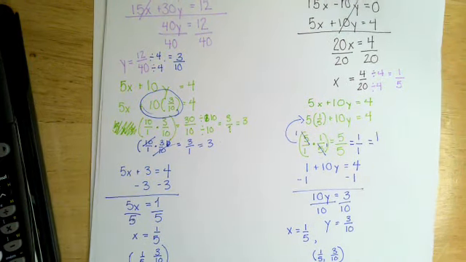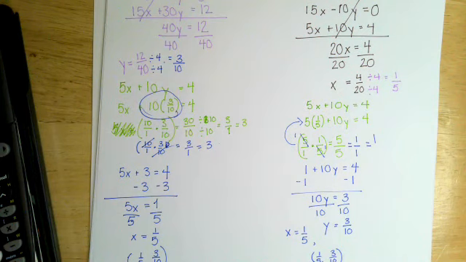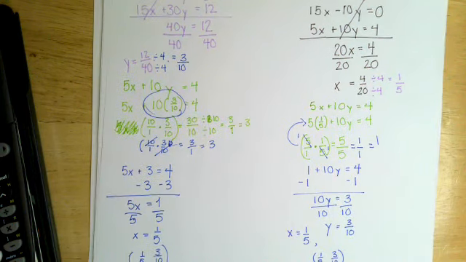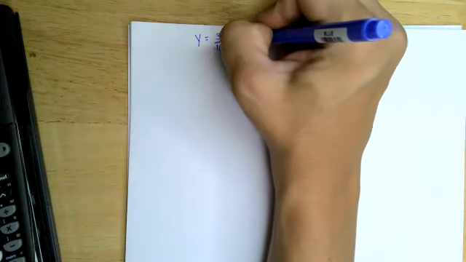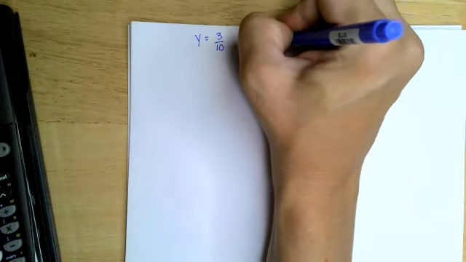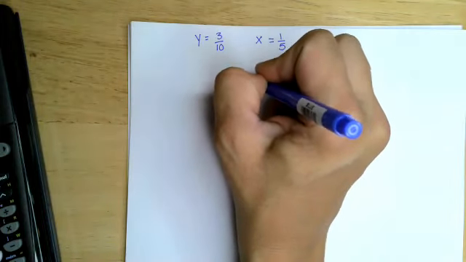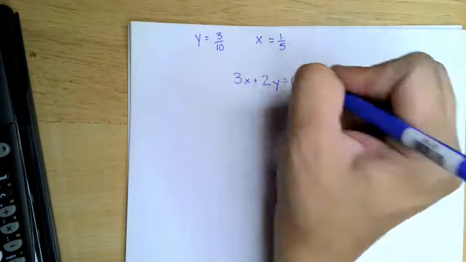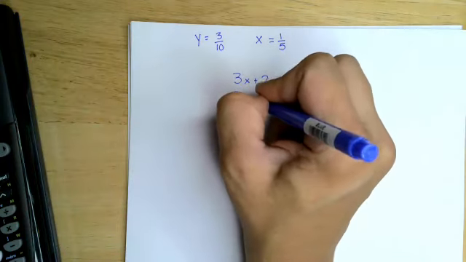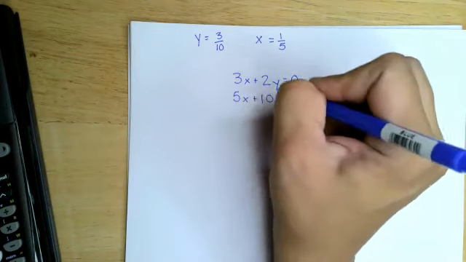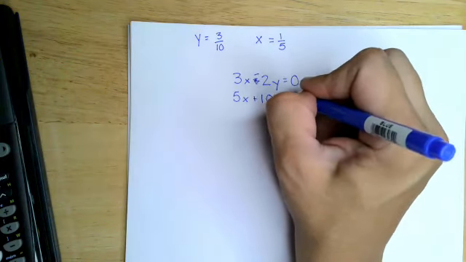Okay. And when I did it in class, I chose the harder substitution, right? So I'll show you the more difficult one. You can stop the video now if that's what you wanted to see. But the more difficult substitution, when y is 3/10 and x is 1/5, and you have the equations 3x plus 2y equals 0, and 5x plus 10y, oops, sorry, that's a minus, equals 4.